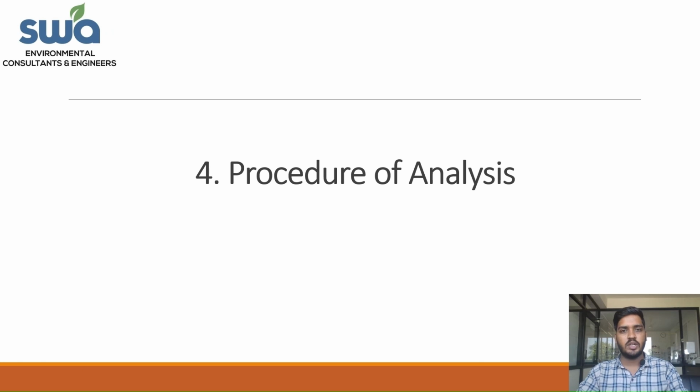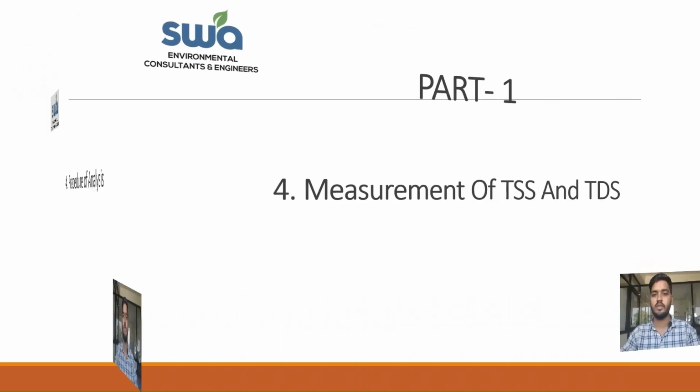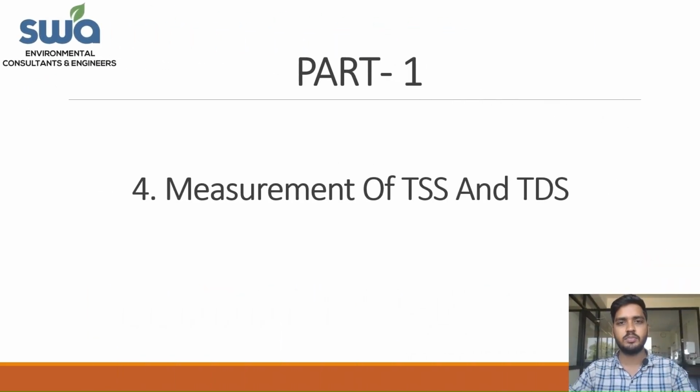So now let's see the procedure of analysis for TDS, TSS and VSS, FSS. We will understand this procedure in two parts. In the first part, we will understand the procedure of analysis for TDS and TSS. And in the second part, we will understand the procedure of analysis of volatile suspended solids and fixed suspended solids. So let's start with the procedure for TDS and TSS.